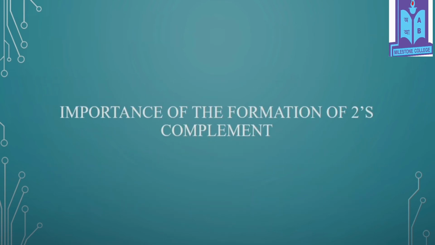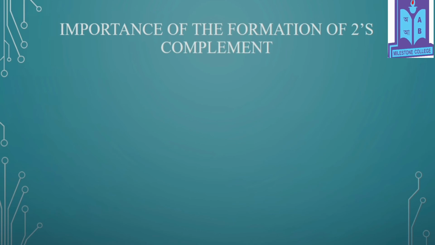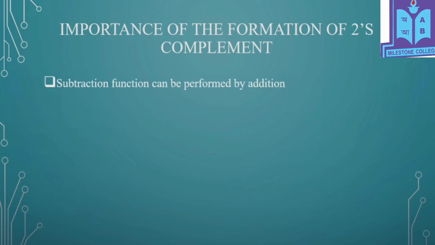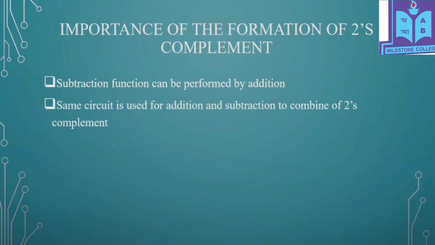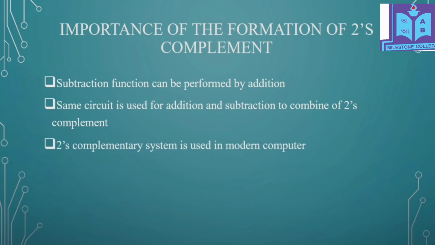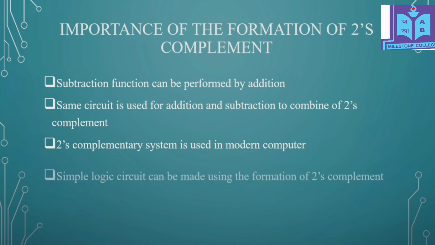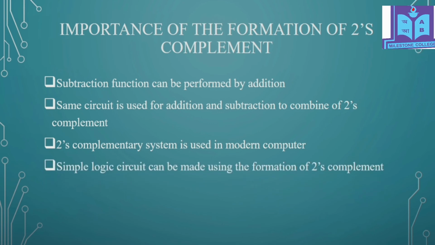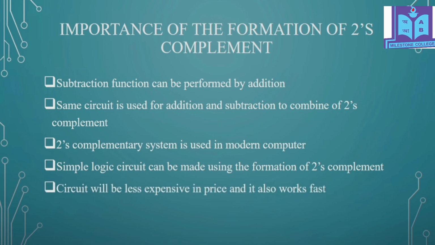Now I am telling you the importance of the formation of 2's complement, basically why we use 2's complement in our logical circuits, computers or any other devices. Subtraction can be performed by addition. The same circuit is used for addition and subtraction with 2's complement. The 2's complement system is used in modern computers. Simple logic circuits can be made using this formation of 2's complement. The circuit will be less expensive and it also works fast.